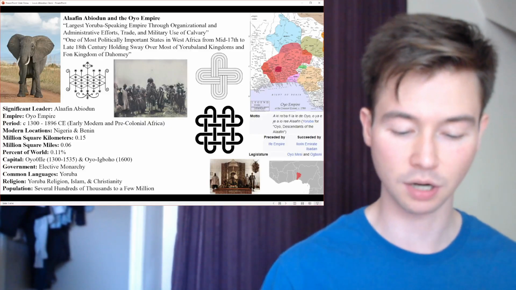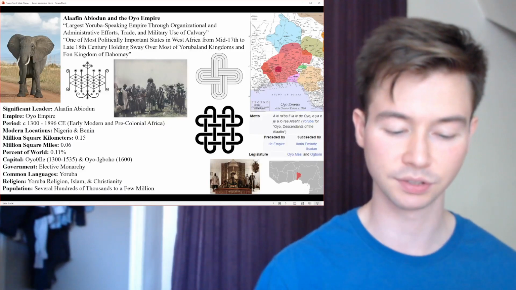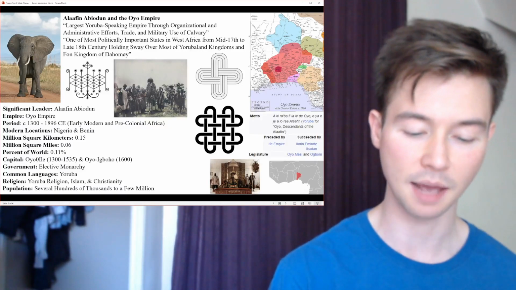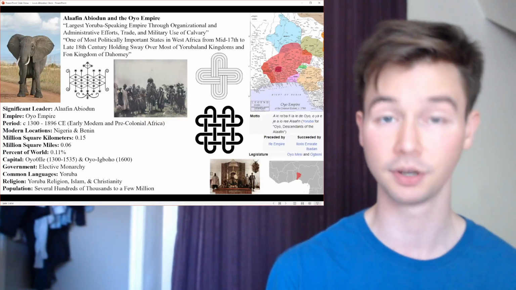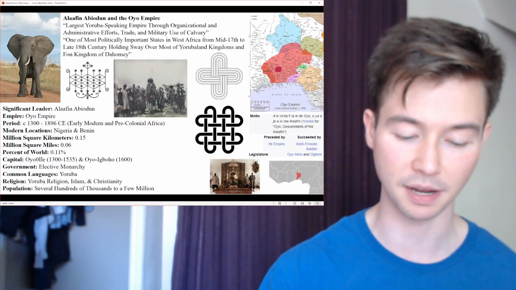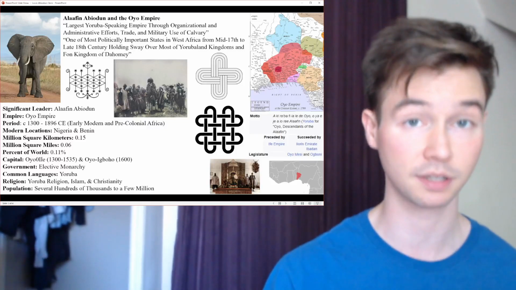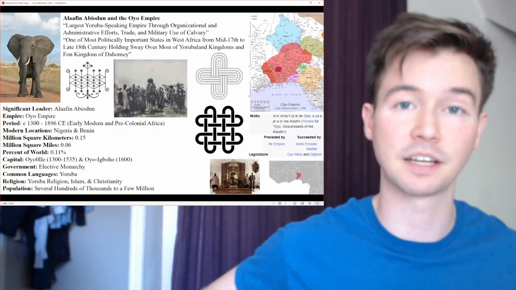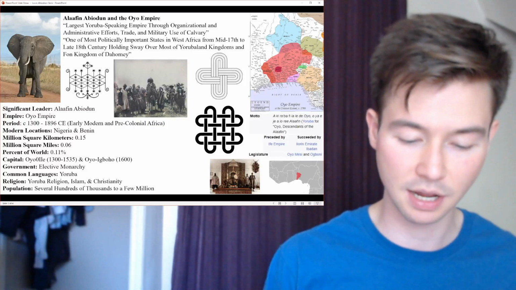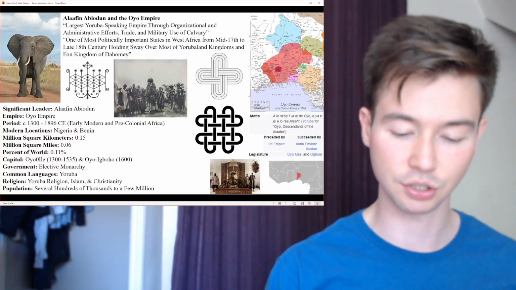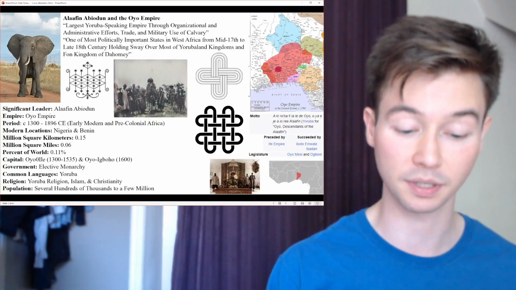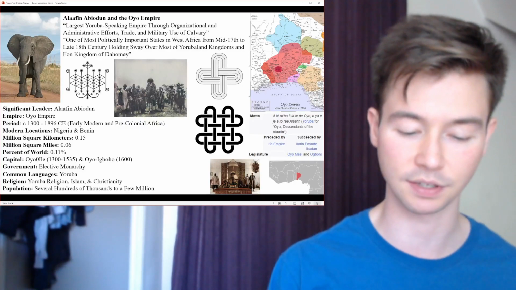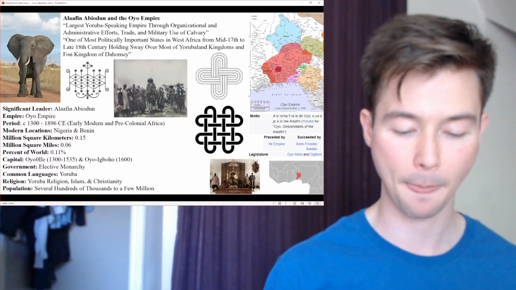Alaafin Abiodun's reign marked a period of relative stability and prosperity for the Oyo Empire. His leadership was characterized by efforts to centralize authority, very characteristic of effective, or at least effective in expanding their empire, leaders: centralize authority, manage internal conflicts, and expand economic activities, given their significant advantage in that area.